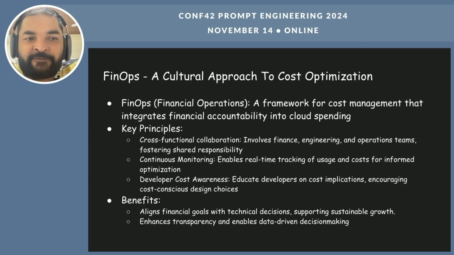FinOps. FinOps is a cultural approach to cost. It provides a framework for cost management that integrates financial accountability into cloud spending. It just means that it's a culture shift where finance teams are more involved with the engineering teams.